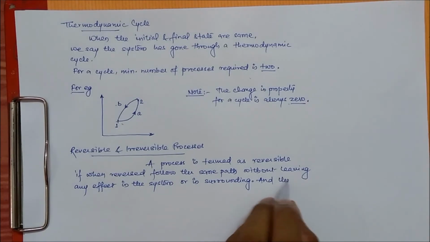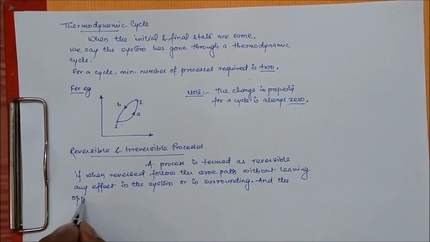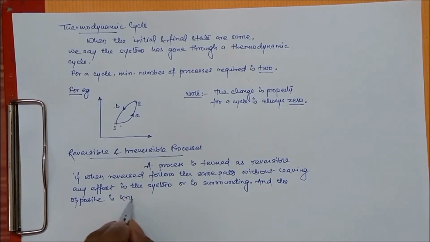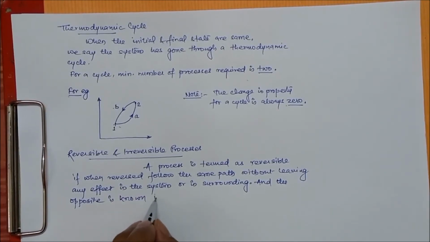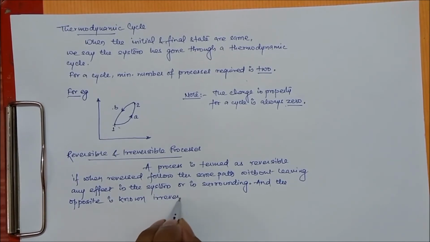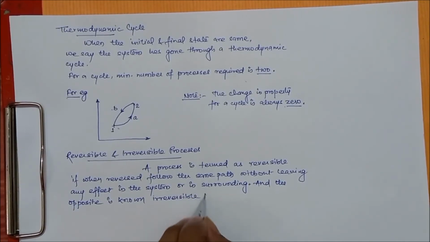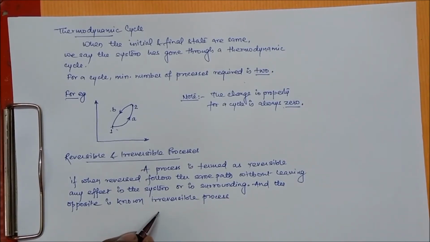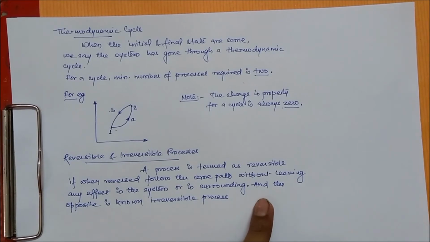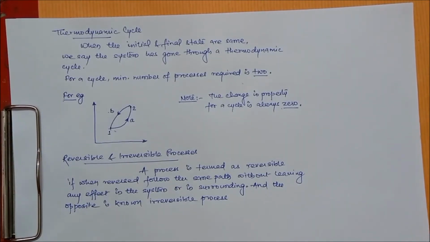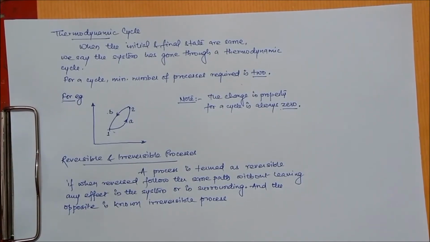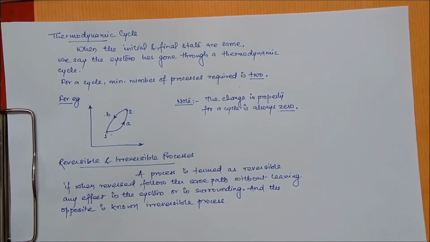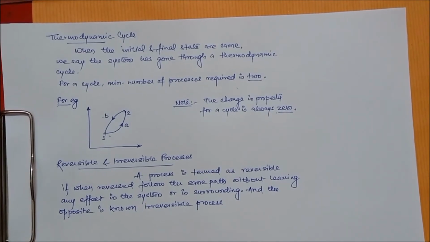And the opposite is known as an irreversible process, which means when reversed it doesn't follow the same path and leaves some effect on the system or in the surrounding. Then it is known as an irreversible process.